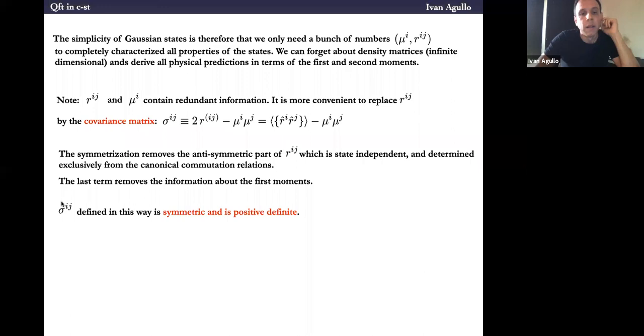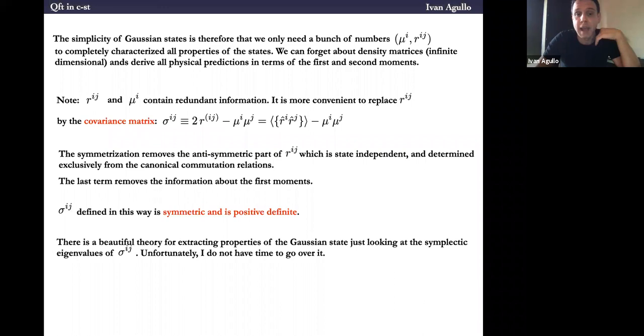One can prove that. And there is a beautiful theory for extracting all the properties of a Gaussian state looking at the symplectic eigenvalues of sigma. And there is a definition for symplectic eigenvalues. I don't have time to go over it, but I recommend you to read it because it's quite interesting. For instance, a Gaussian state is pure if the symplectic eigenvalues are equal to one. A Gaussian state is mixed if they are larger than one. From the symplectic eigenvalues, I can compute the entropy. I can compute entanglement between different subsystems. I can compute everything just looking at the symplectic eigenvalues of the covariance matrix. It's a beautiful theory, and I recommend you to read about it if you don't know.